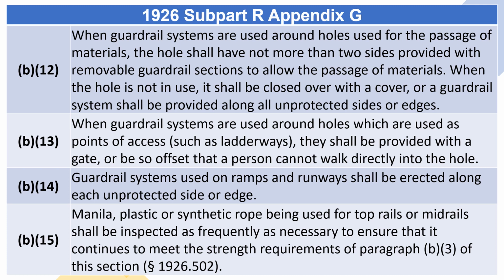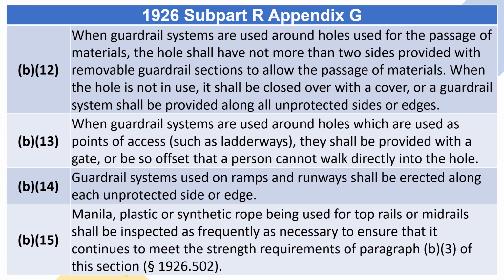When the hole is not in use, it shall be closed over with a cover, or a guardrail system shall be provided along all unprotected sides or edges. B.13. When guardrail systems are used around holes which are used as points of access, such as ladderways, they shall be provided with a gate, or be so offset that a person cannot walk directly into the hole. B.14. Guardrail systems used on ramps and runways shall be erected along each unprotected side or edge.